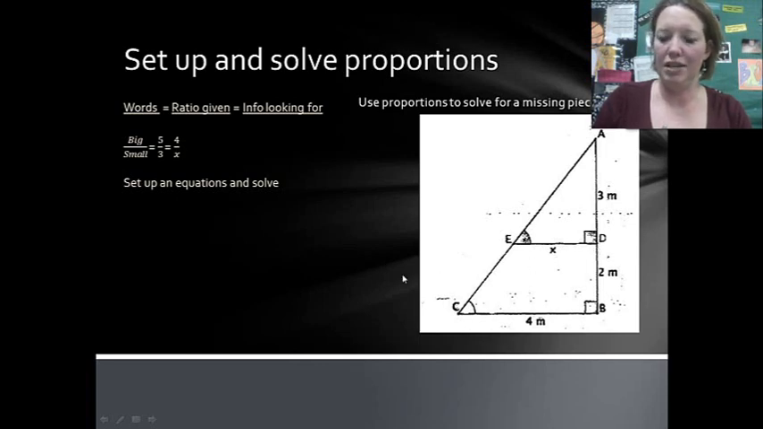So again, I'm going to set up an equation. I'm going to solve. So I have 5 times x equals 3 times 4. Combine, 5x equals 12. So inverse operation, I have to do the opposite of what's there. So I'm going to divide both sides by 5. And 12 divided by 5 would be 2.5. So this piece, x, equals 2.5.